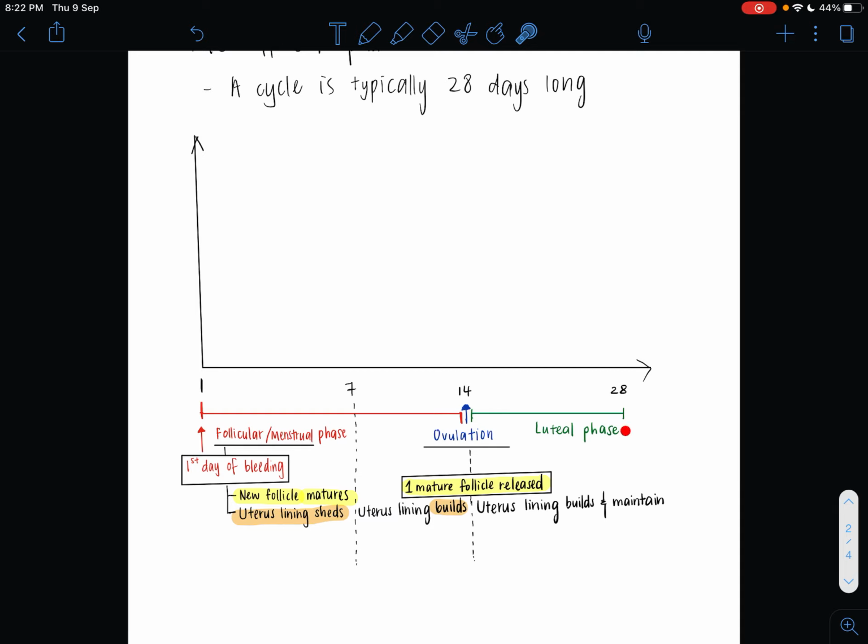So your uterus lining sheds and you get your period. So the cycle repeats.